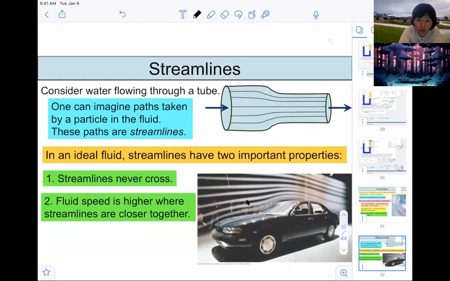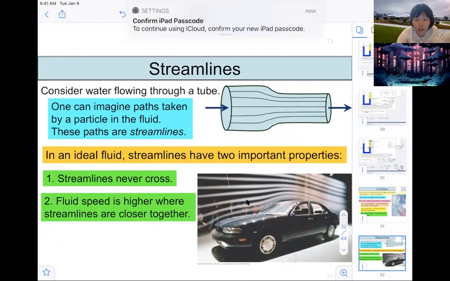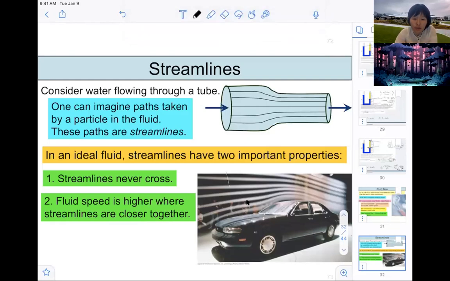There's also something called streamlines when we consider, for example, a liquid like water flowing through a tube. You can imagine paths taken by particles in the fluid, right? A particle going from here to there. And we call these paths streamlines. In the ideal fluid, the streamlines have two important properties. One is that they never cross, right? And another is that fluid speed is higher when the streamlines are closer together.